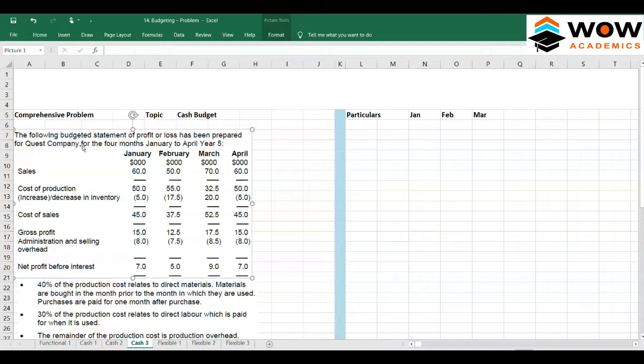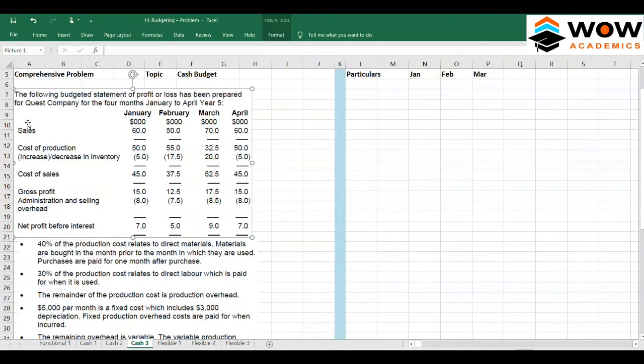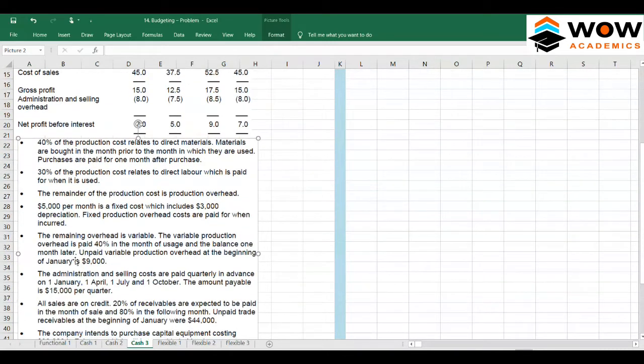The following budgeted statement of SOPL has been prepared for Questco for the 4 months January to April. They have given us sales, cost of production, inventory, cost of sales, gross profit, administration and selling overheads, and finally net profit. And they have also given you some information. We'll go through all the information.